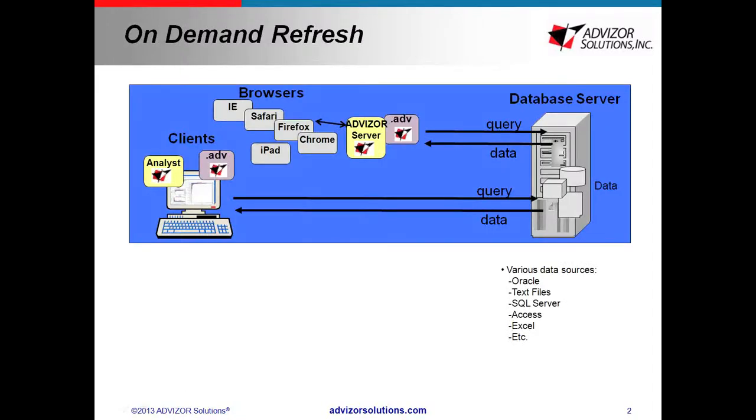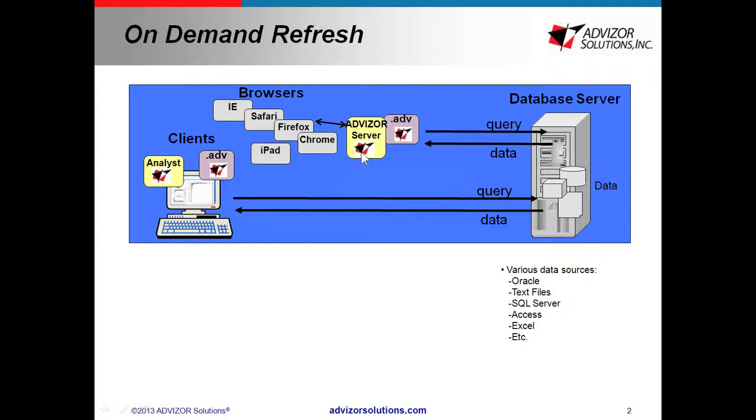So what this looks like is if you're running on a client, this could be our Analyst, Analyst X, or Desktop Navigator, you have an ADV project, you open it or refresh it, it sends a query out to the database sources, and this could be a bunch. It could be an Oracle database, SQL Server, some text files, and so forth. The data streams back down, loads into RAM on the client, and the project opens up.